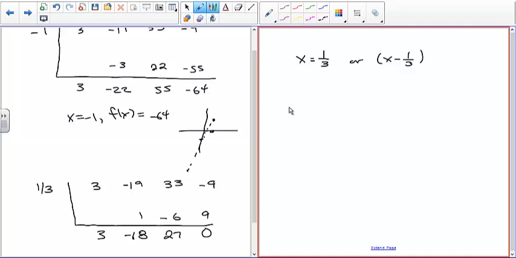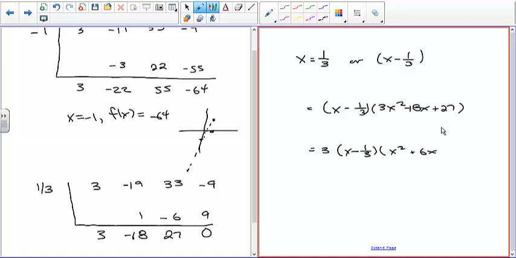Also, what we have left over, we can say that the original function is now x minus 1/3 times some quadratic, which is going to be 3x squared minus 18x plus 27. Now notice I've got a 3 common factor, so I could factor that out. 3 times x minus 1/3 times x squared. So divide this by 3, you get 1. Divide that by 3, you get 6. Divide that by 3, you get 9. At this point, you can factor the second one.